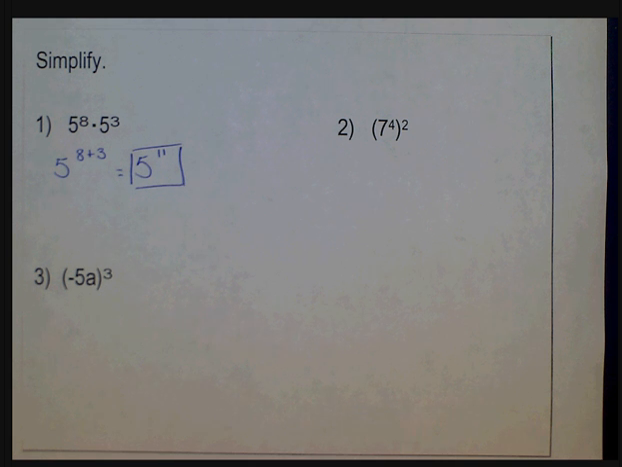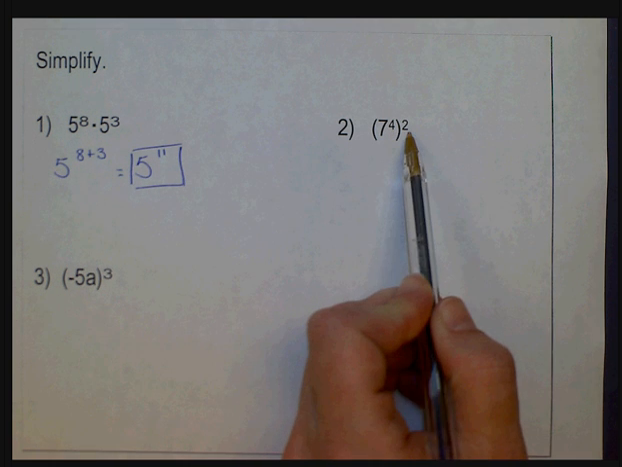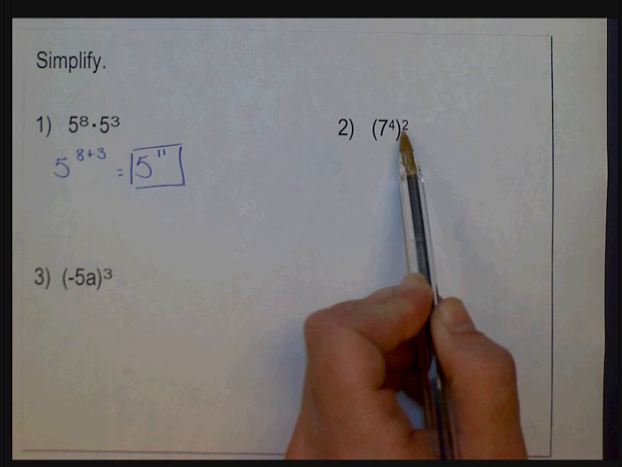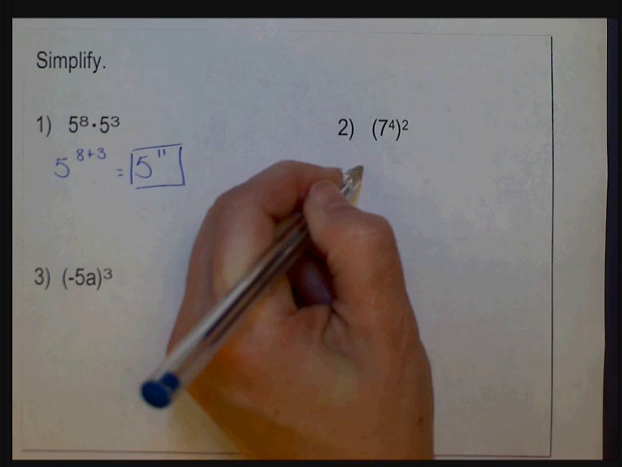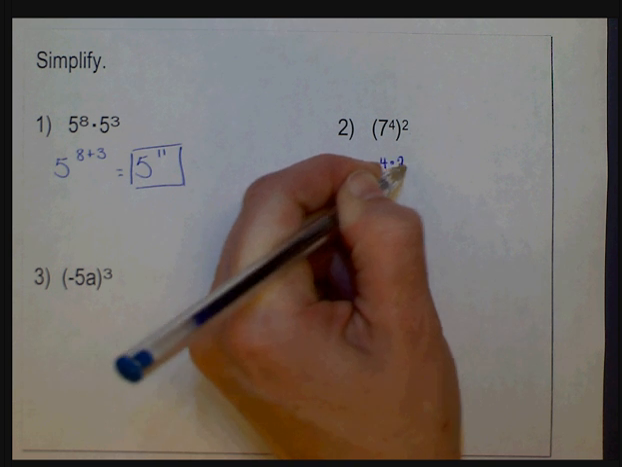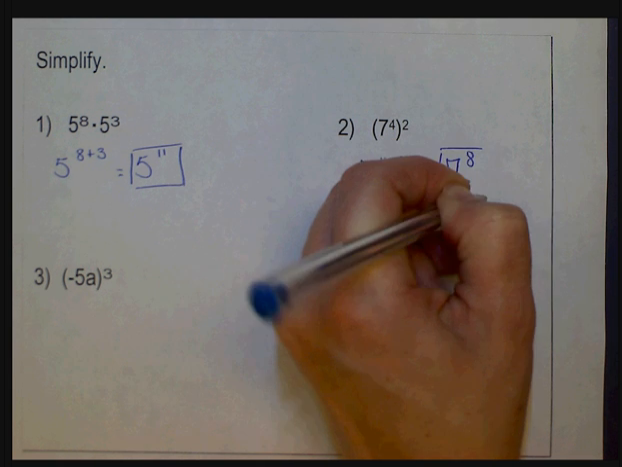Now the next one illustrates the power to power property. So I have 7 to the 4th raised to the 2nd power. So what I'm going to do is I'm going to multiply these two numbers. So this is going to become 7 to the 4 times 2. And 4 times 2 is 8. So this is going to be 7 to the 8th power.